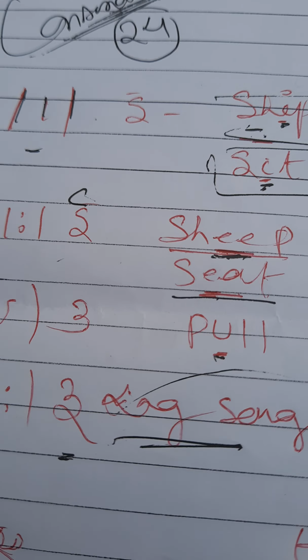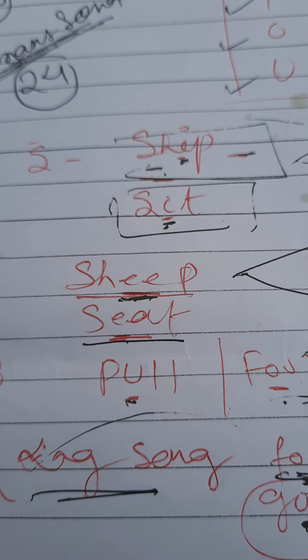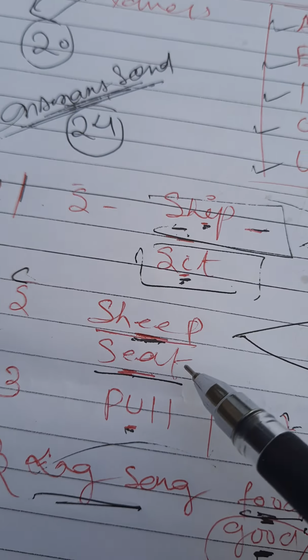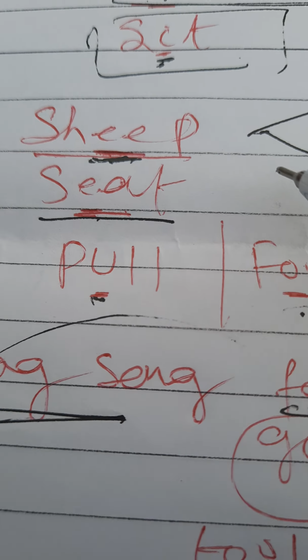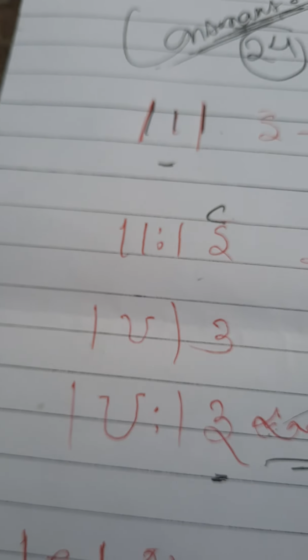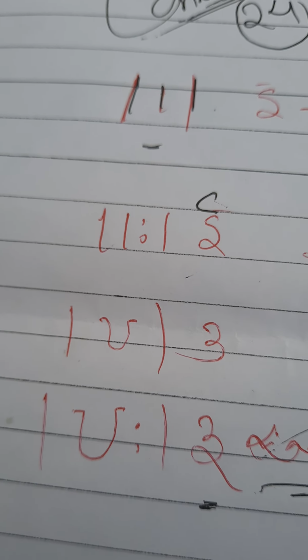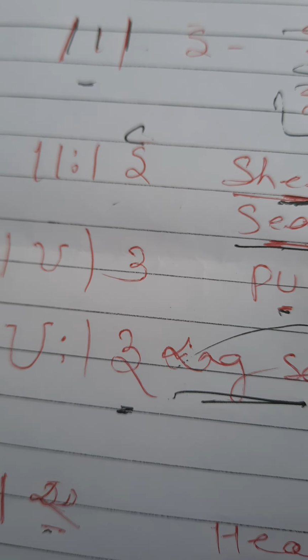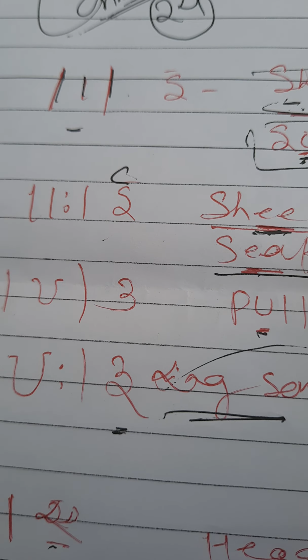Next, E. That is ship. Here is the long vowel sound. How many words do you have to prepare? Only 10 words, right? Which types of example? Ship and sit.